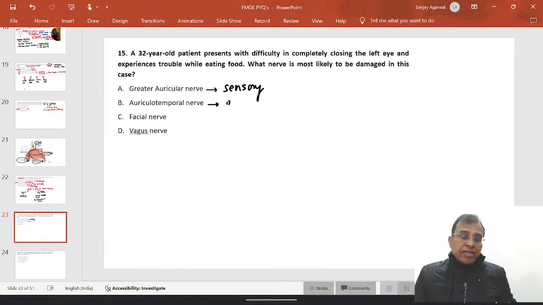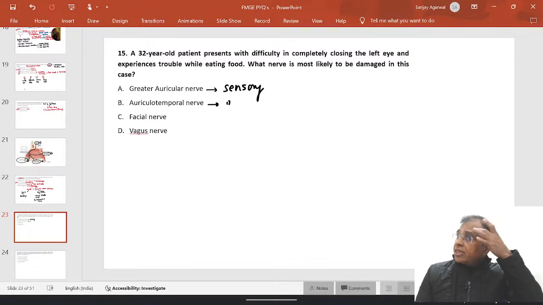And auriculotemporal, as the name says, it supplies the auricle, that is the pinna and the canal, and the temporal area. This temporal area is this area of the face. It supplies this part. It is not supplying the eye. It is not supplying the inside of the mouth, which is for chewing. So these two are straightaway out.